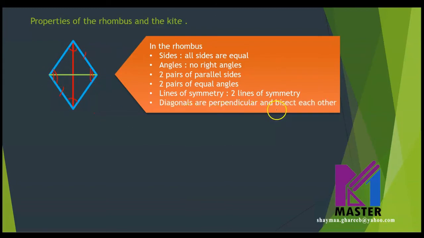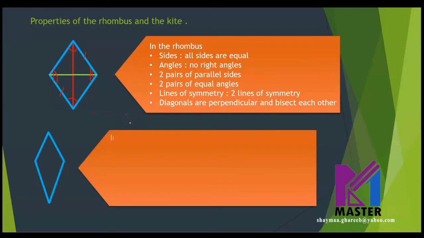Diagonals are perpendicular and bisect each other. The diagonals of the rhombus are the same as the lines of symmetry of the rhombus. Same lines exactly. Is this clear? And they form right angles, as we said, and they bisect each other.